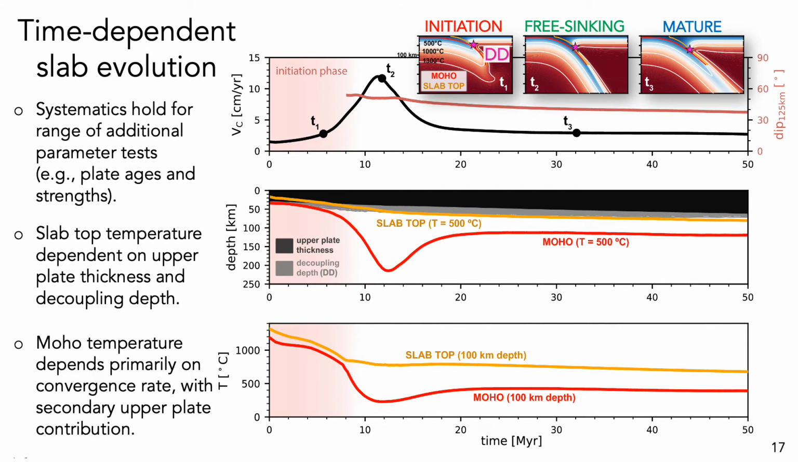So we've checked that these systematics hold for a wide range of additional model parameters. To summarize the relationship between the subduction temperatures and the subduction parameters, we find that the slab top is dependent mainly on this decoupling depth, or more generally the thermal structure overlying the slab, and that the Moho temperature depends primarily on the convergence rate. These two links are not new. They've been demonstrated in previous steady state modeling studies.